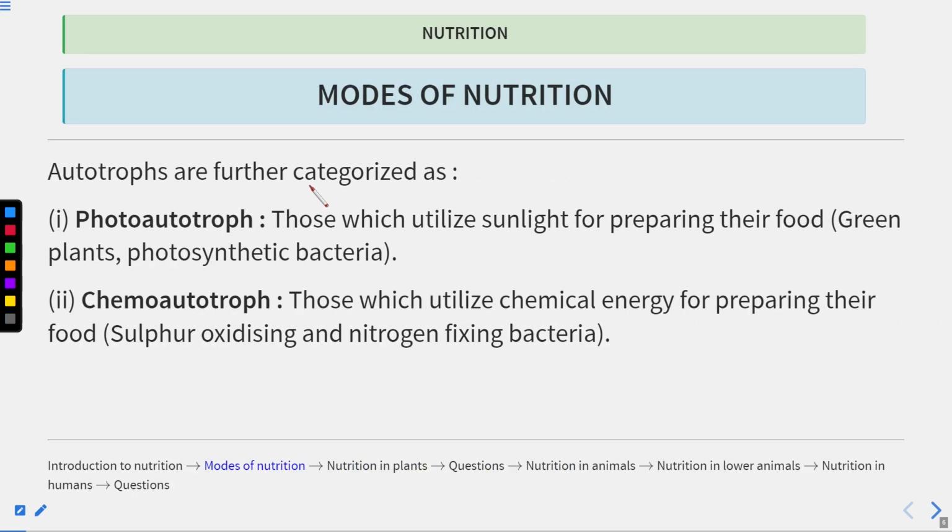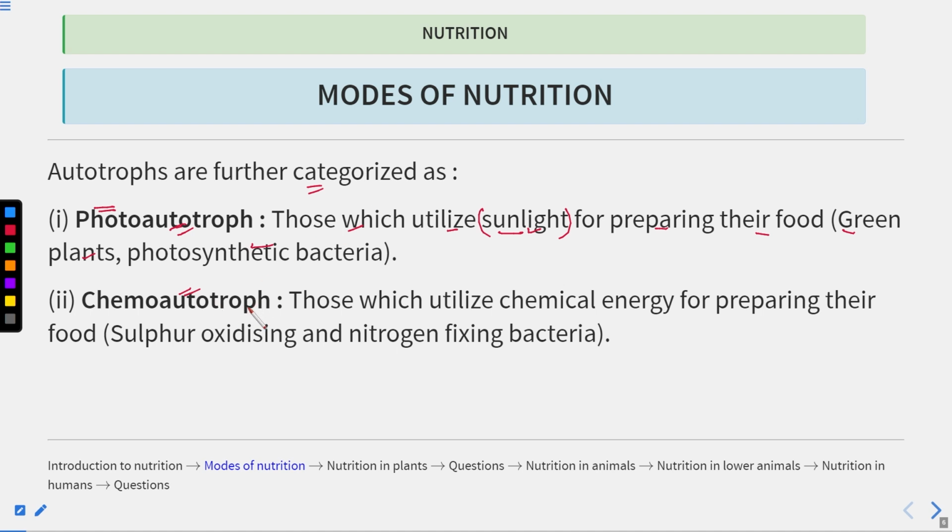Now, autotrophs are further categorized as photoautotrophs and chemoautotrophs. What are photoautotrophs? Those organisms which utilize sunlight for preparing their food. Photo means light, and autotroph you already know. So, these organisms need sunlight, or they convert sunlight into chemical energy. Examples are green plants and photosynthetic bacteria, or cyanobacteria or blue-green algae.